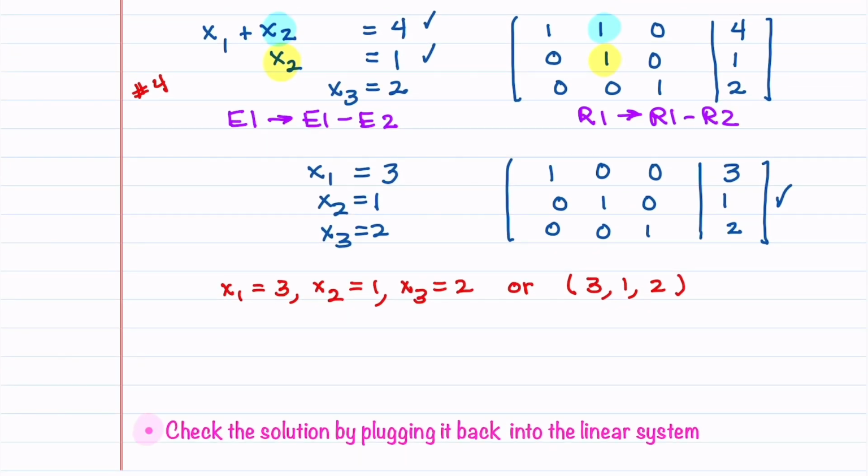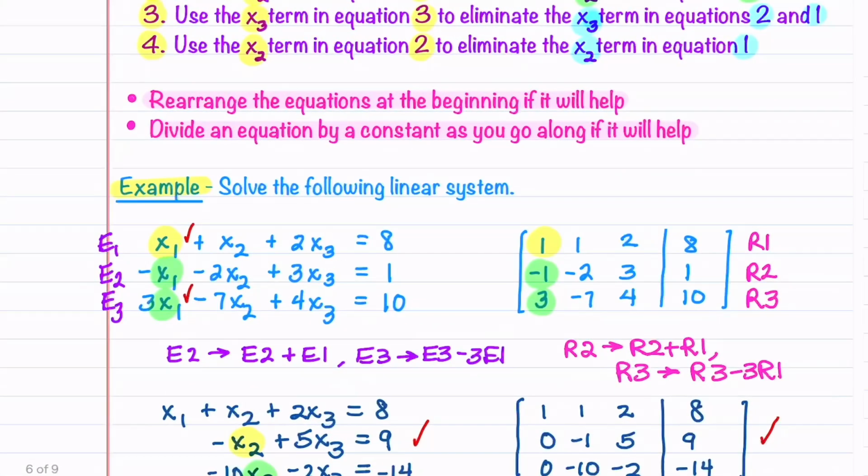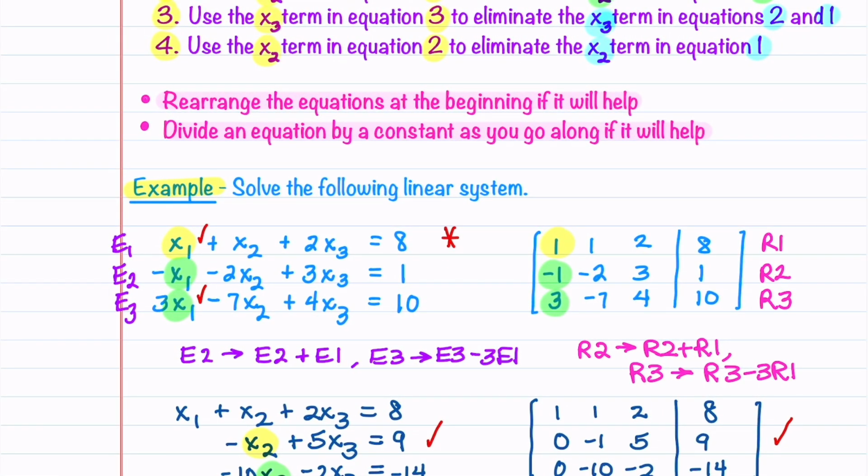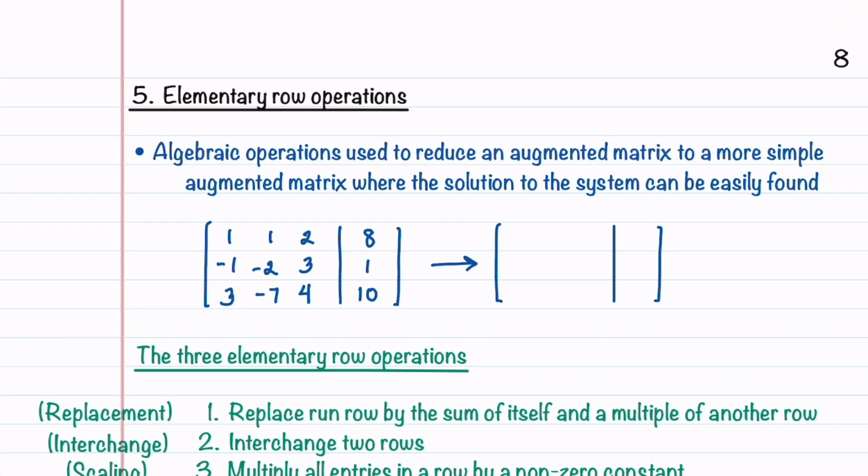I want to remind you down here at the bottom that linear algebra has some really great built-in checks, and you can take this solution, 3, 1, 2, plug it back into the original linear system, and check to make sure that you have the right answer. Let's just go ahead and do that. So right here, here, and here, we can plug in x1 is 3, x2 is 1, and x3 is 2, and make sure that we get the same number on the left as we do on the right.